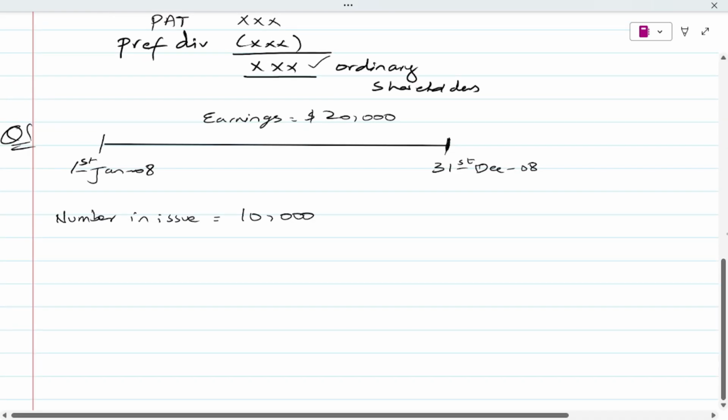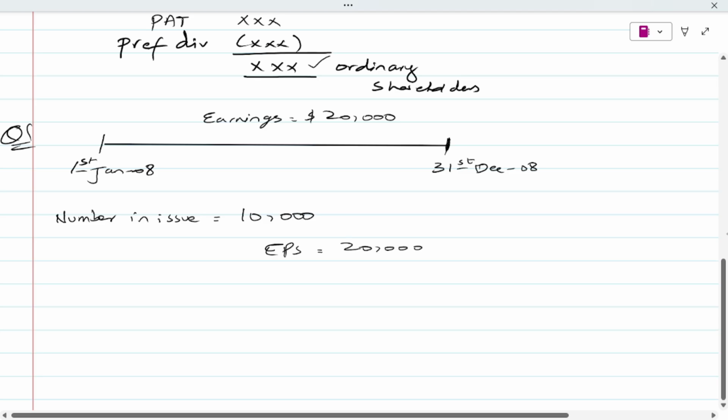Okay, so the earnings of the company in the whole year are $20,000, and the number in issue is 10,000. So you have 10,000 shares in issue. If I were to calculate my EPS, you know that the earning is 20,000, right?